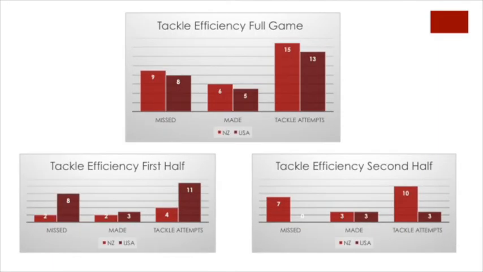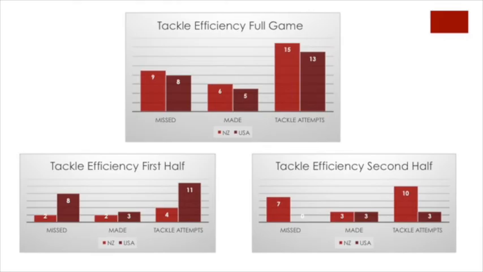Tackle efficiency. Tackle efficiency within the first half shows 4 tackle attempts for New Zealand and 11 tackle attempts for USA. Within this, 8 were missed for USA and 3 were made. This could also show the offensive pressure from New Zealand. In the first half, 2 tackles were missed and 2 tackles were made for New Zealand.